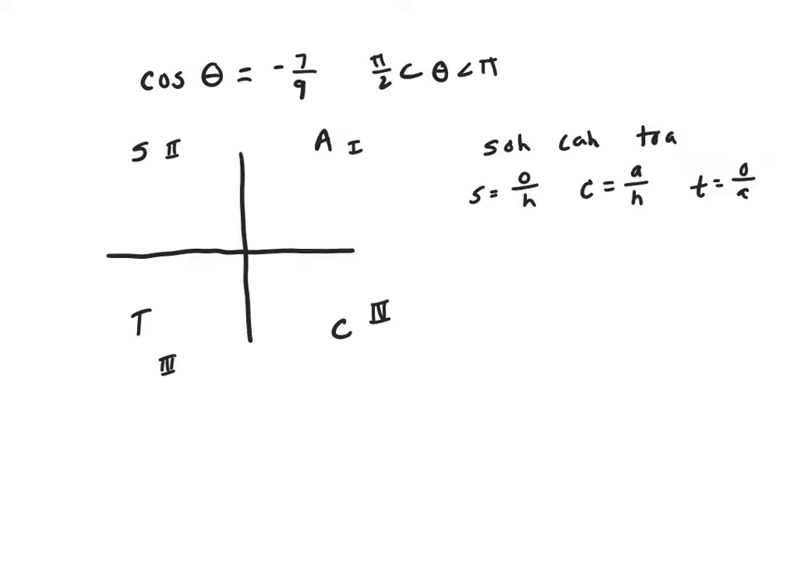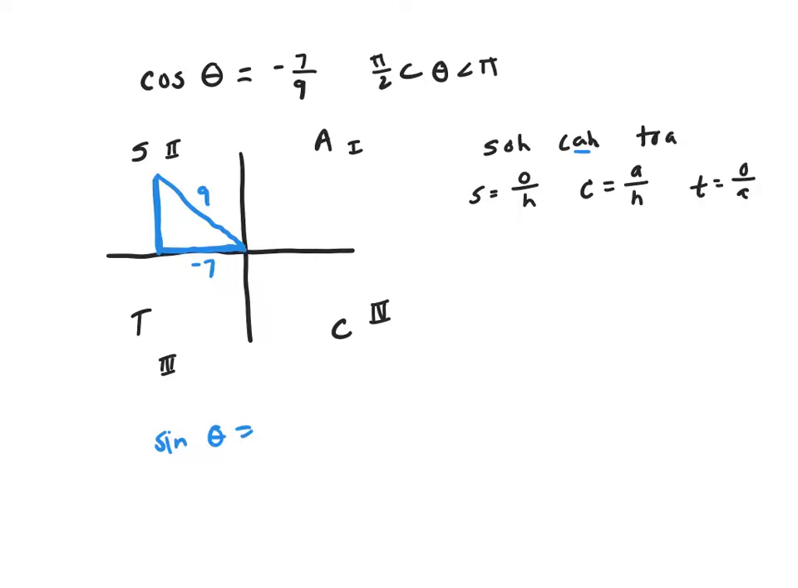So -7/9, let me change colors. That means -7, because cosine's negative over here. That would be -7. This is adjacent over hypotenuse. So adjacent's -7/9. And we're trying to figure out what is sine of theta. And sine of theta is opposite over hypotenuse. So I need to figure out that distance right there.